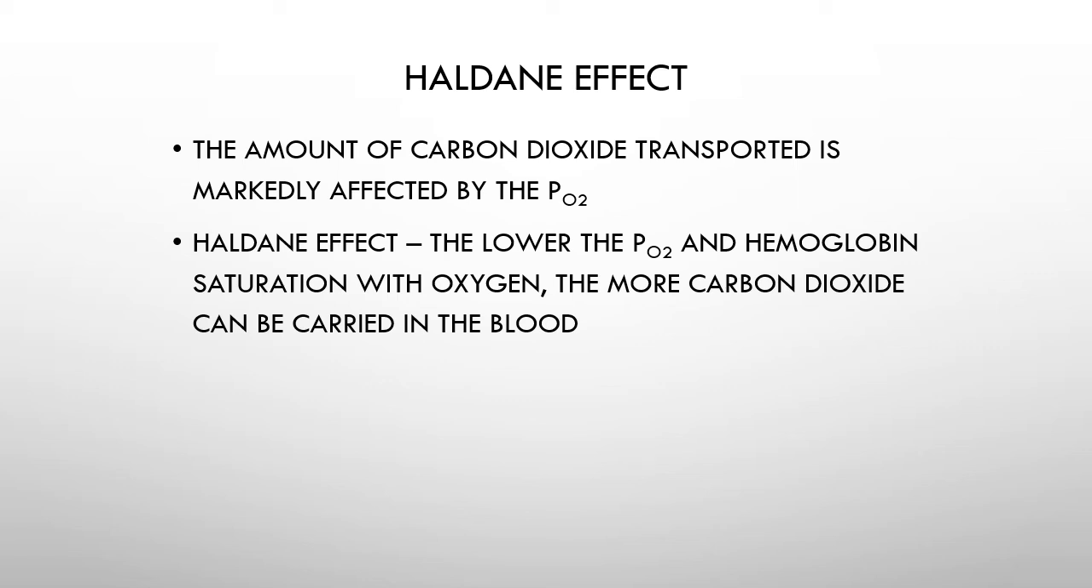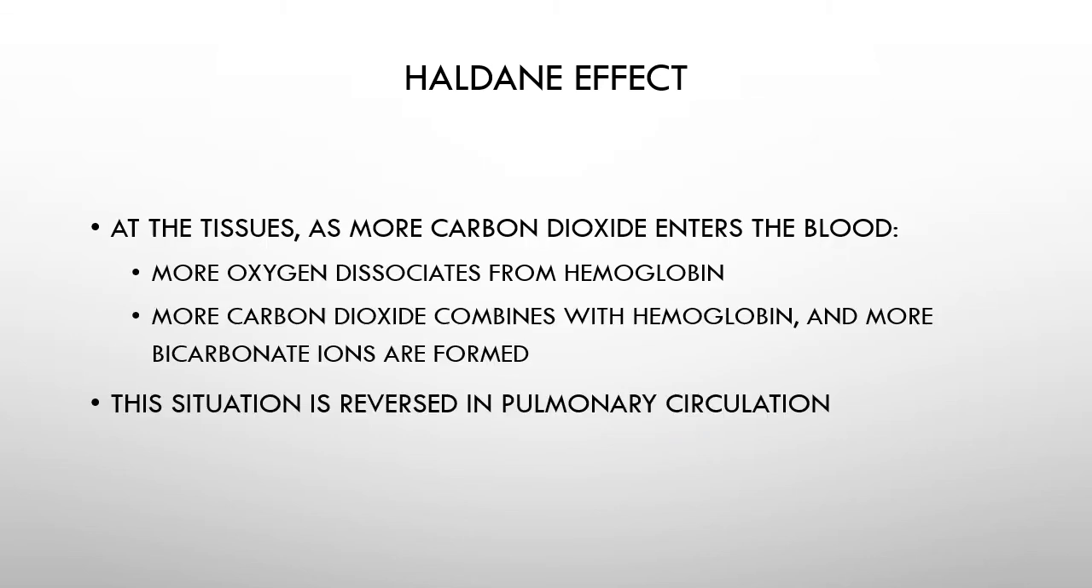Essentially, as our oxygen levels fall at the tissues, that means CO2 levels coming back into the blood can start to rise. That means more of that carbon dioxide can be carried in the blood itself, and this is essentially the Haldane effect. As more oxygen gets delivered into those tissues, more CO2 can get picked up by the blood, so at the tissues more carbon dioxide enters the blood.